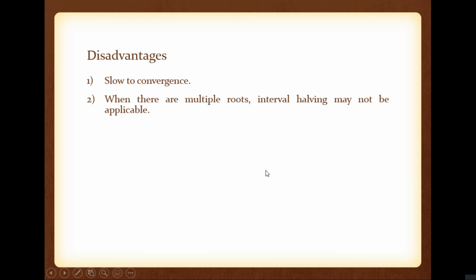By using the sign of the initial condition, we can reduce that problem. Between the initial conditions, if we have an even number of roots, from the sign itself we can predict that. If you have an even number of roots, then the sign of both f of a and f of b will be the same. But if you have an odd number of roots, the sign will be different. So we can't say whether the interval has a single root or 3 roots or 5 roots. That disadvantage this method has.